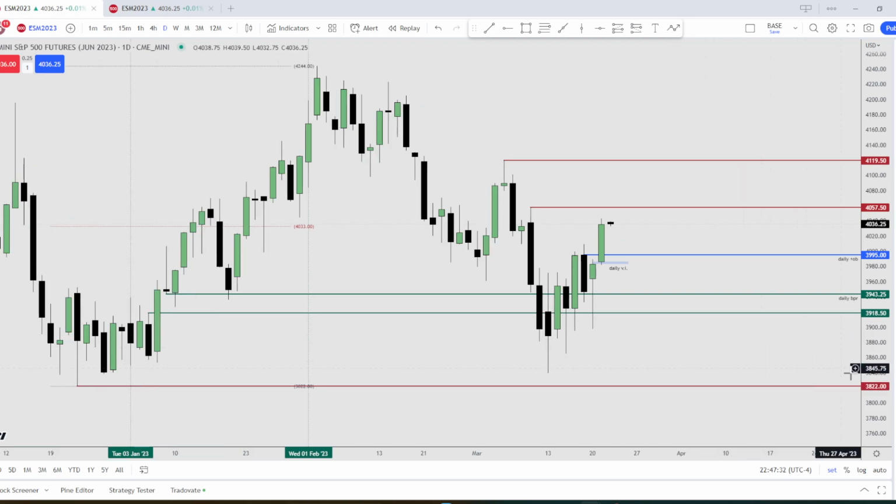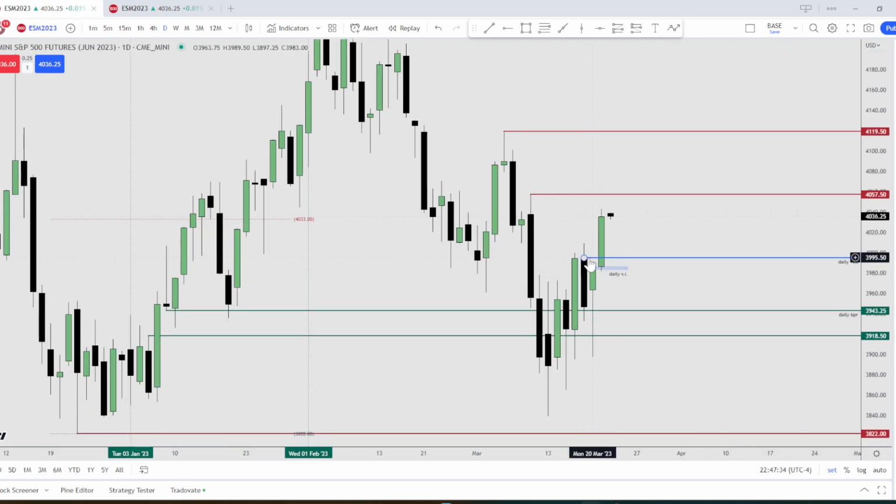So yesterday price closed above and quite far away from this down close candle right here. So this essentially made this a bullish order block. So for FOMC it's gonna get pretty animated.